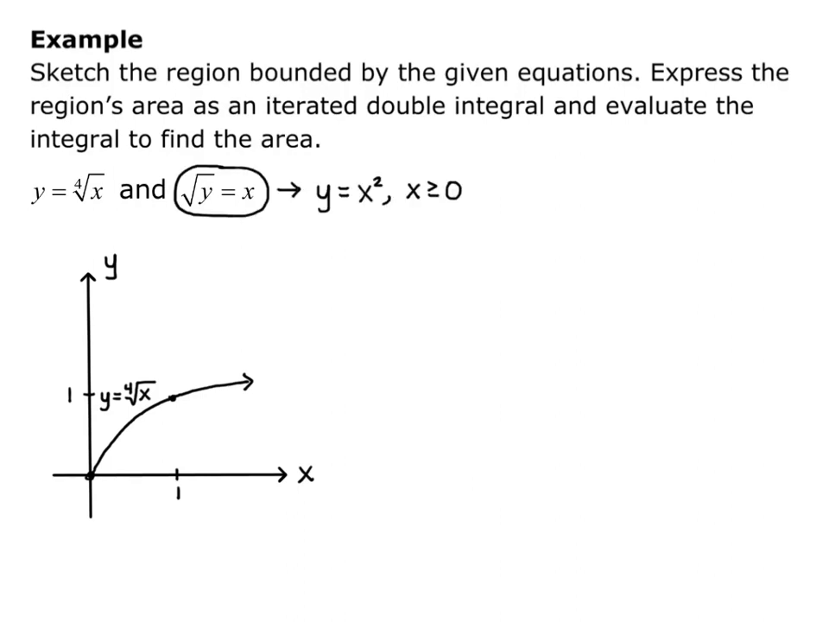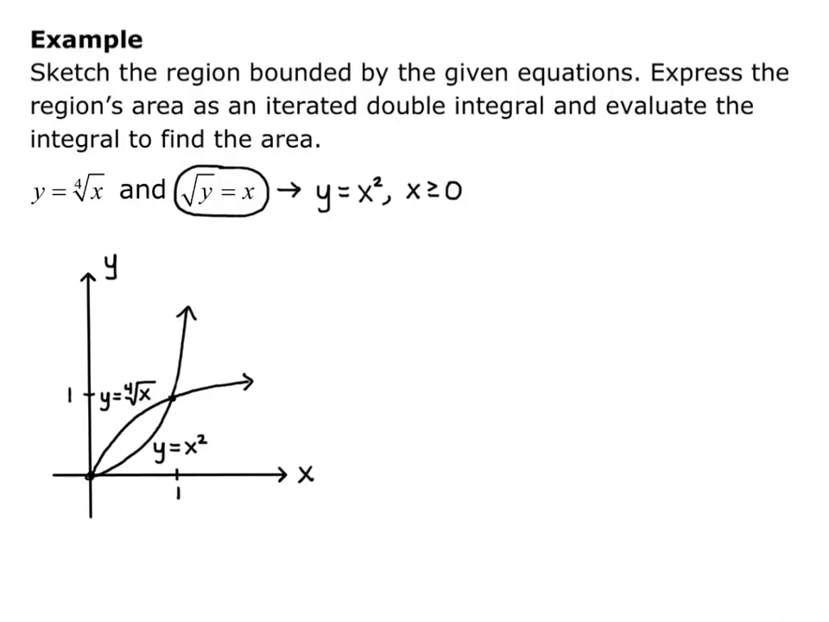I know square root of y equals x is the same as y equals x squared with x greater than or equal to 0. I get that by squaring both sides, and because x is equal to a positive square root, I know that x has to be greater than or equal to 0. So this is the right half of the parabola y equals x squared. It goes through the points 0, 0 and 1, 1. And so I have y equals x squared graphed accordingly.